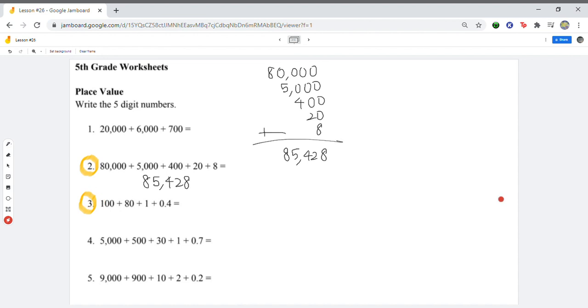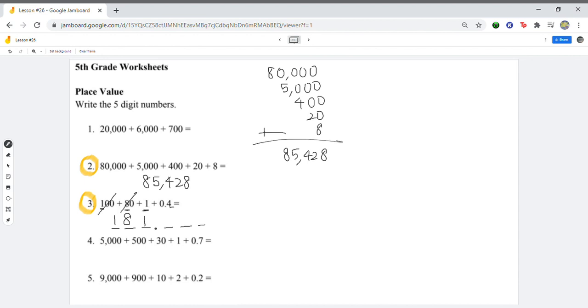So we know that the 1 in the first number 100 is in the hundreds place. Let me just write all the place values like this. So the 1 in the 100 is in the hundreds place, so I'm going to place the 1 in the hundreds place in your final answer, which is here. And we know that 8 in the second number is in the tens place, so I'm going to place this in the tens value, which is over here. And we know that 1 is in the ones place, so I'm going to place it in the ones place.